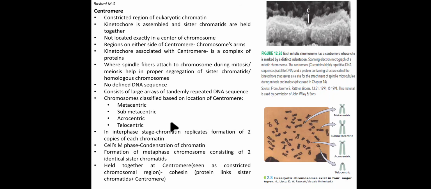There are 4 types of chromosomes based on the location of the centromere: metacentric, submetacentric, acrocentric, and telocentric.